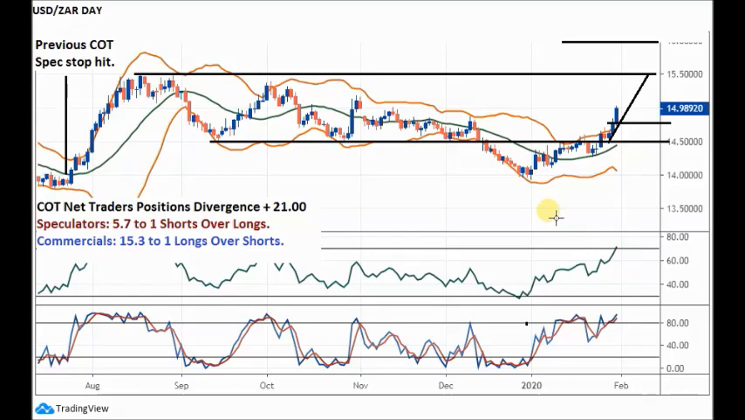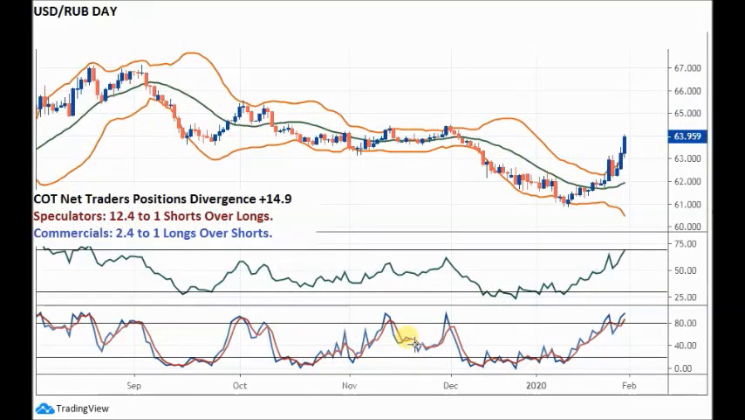Let's quickly look at USD RUB and then look at USD MXN, which, as I said in my intro, is a fantastic risk reward trade for next week. Right, USD RUB, and again you can see the USD coming up quite nicely. So this one's got a lot further to run as well. Now in terms of COT net traders positions, we've got divergence of 14.9, which is still a really good divergence. Speculators are heavily short and commercials long. In terms of the last video, we're just saying this level here, 63.